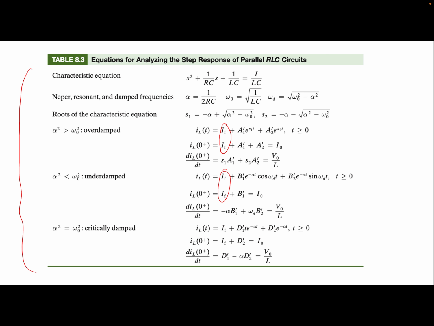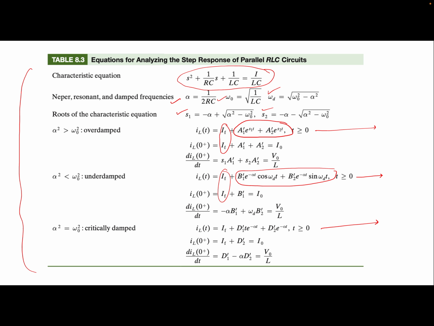In the case of a step response, we did a very similar process. Your characteristic equation comes out to be the same. Alpha, omega naught, omega d are the same. The roots are the same as well, right? When we derived these three expressions for the inductor current, these forms, a1 prime e raised to the power s1t, a2 prime e raised to the power s2t, are very similar to the natural response other than these constants d1 prime, d2 prime. And plus you have a forcing function here.